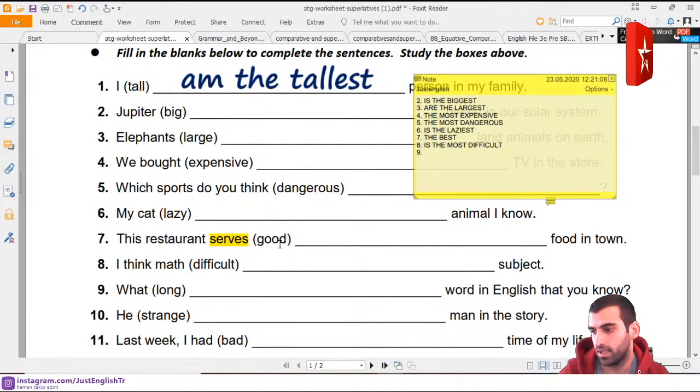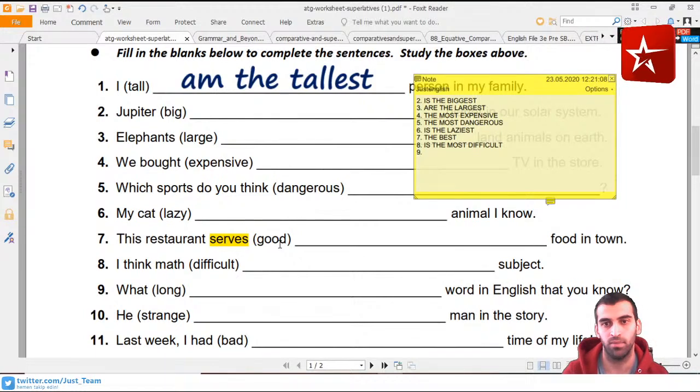Okay, and the next one is number 9. What blah blah blah word in English that you know? Number 9, yes, is the longest.